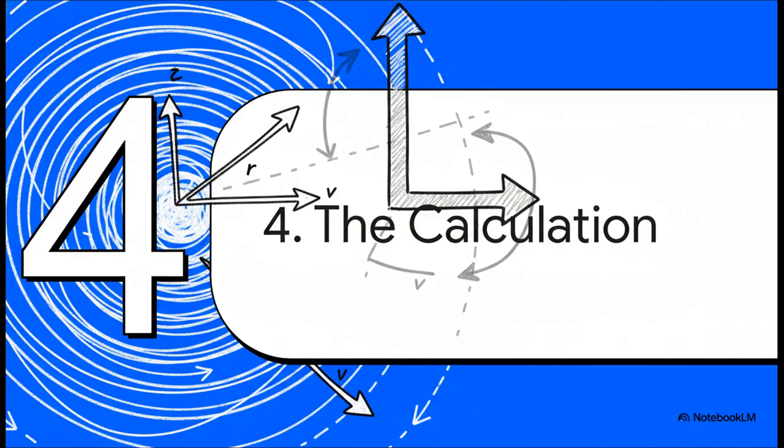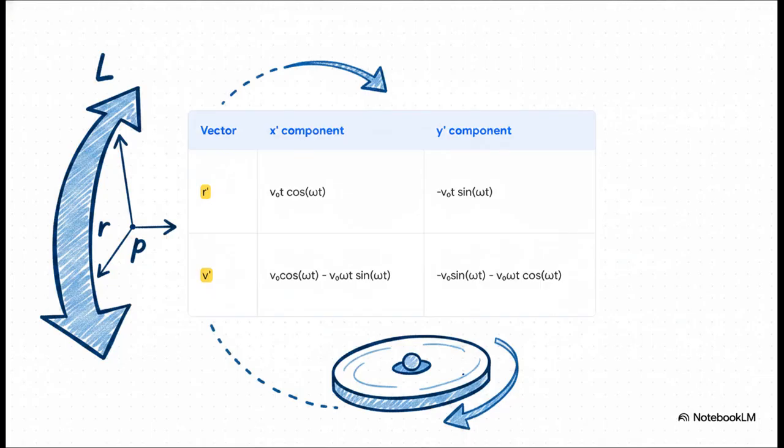Okay, we've got all the pieces of the puzzle now. We have the position vector and the velocity vector, both in the disk's frame. Let's put them together and finally calculate that angular momentum. Right? It's time to get our hands dirty with the calculation. Remember, angular momentum is r cross p, or in our case, m times r prime cross v prime.